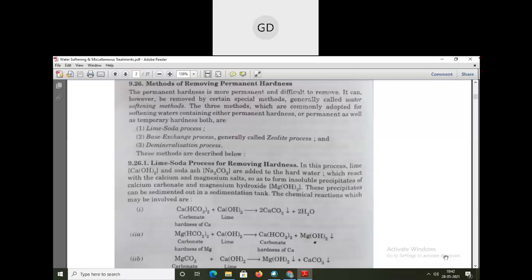So in the lime soda process, from the name itself, you can say that there is lime and there is also soda ash. In this process, lime and soda ash both are added to the hard water, which will react with the calcium and magnesium salts and form insoluble precipitates of calcium carbonate and magnesium hydroxide. You can see these are the chemical reactions that are taking place.